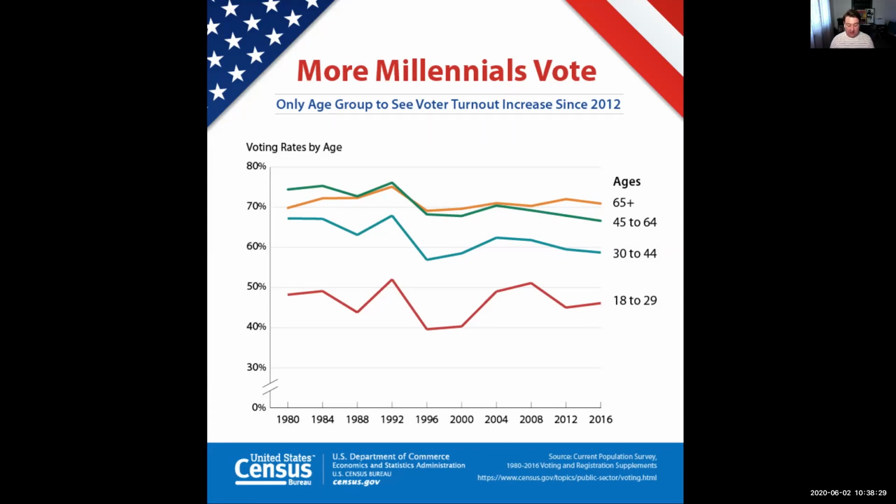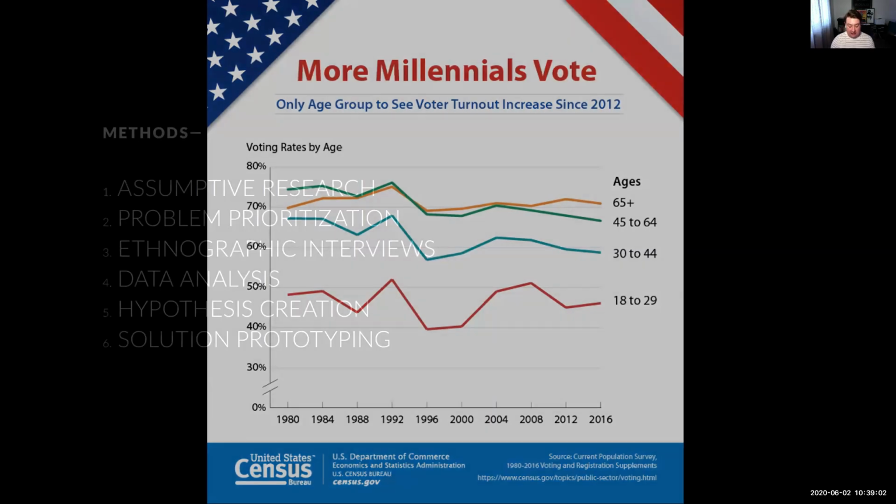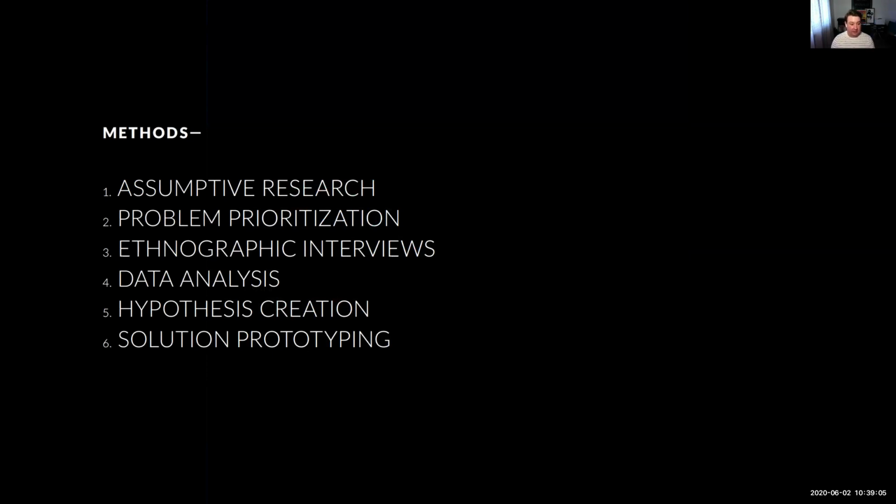The process for this project exposed students to human-centered research methods and to craft and design a social campaign. The audience for the campaign were NIU students or local contemporaries in the age range of this voting demographic, 18 to 29. The objective for the campaign was to create communication that would educate, motivate, and promote these 18 to 29-year-old voters to participate in the national democratic elections. To do this, students followed a process that included assumptive research, problem prioritization, ethnographic interviews, data analysis, hypothesis creation, and solution prototyping.